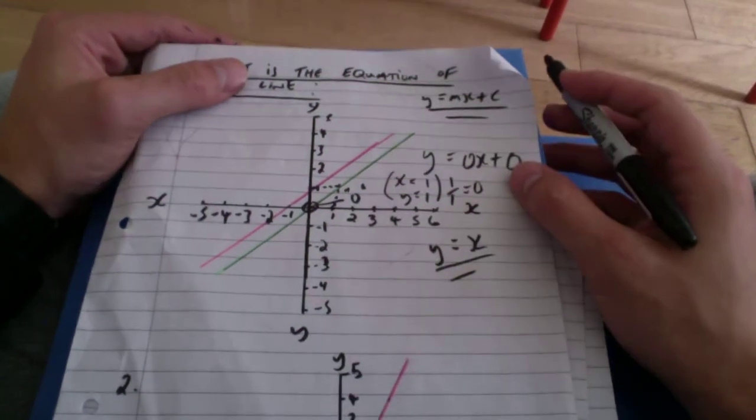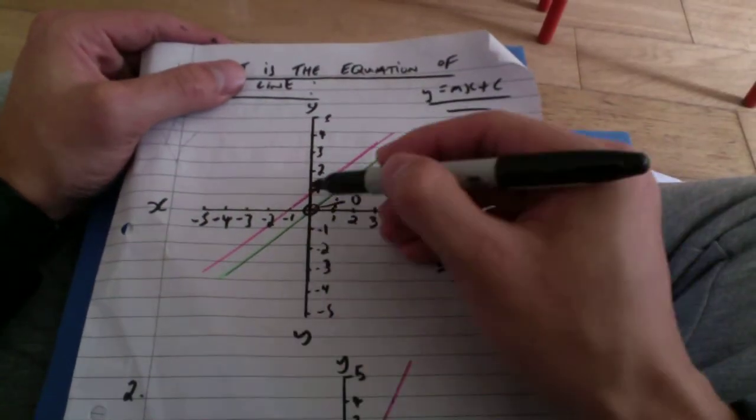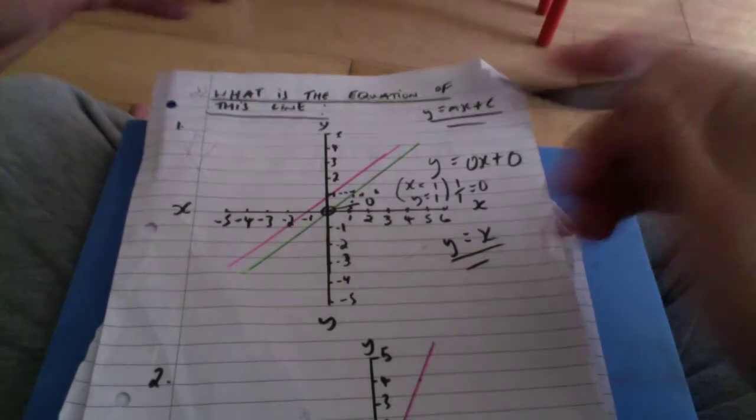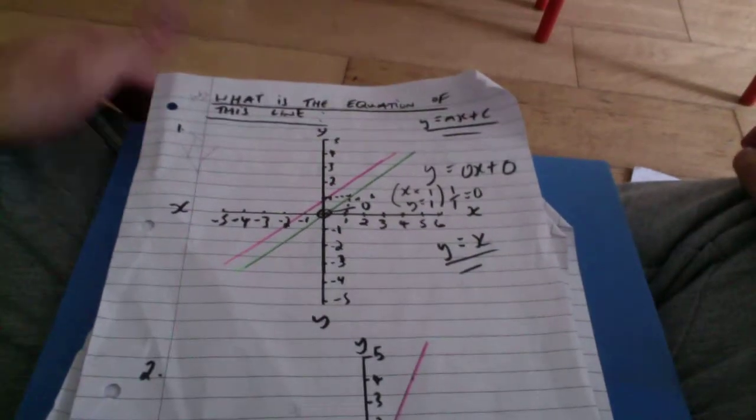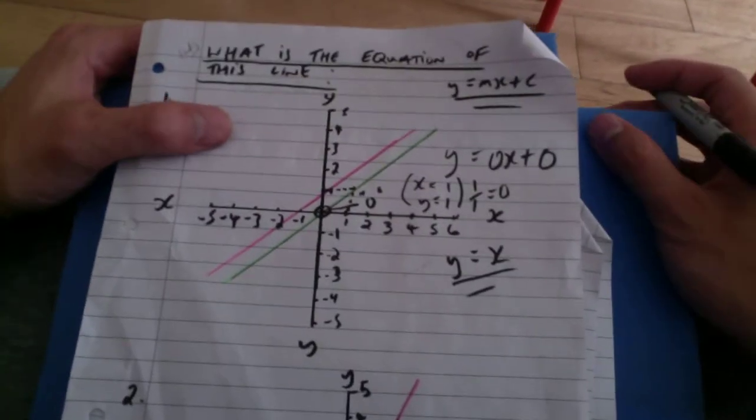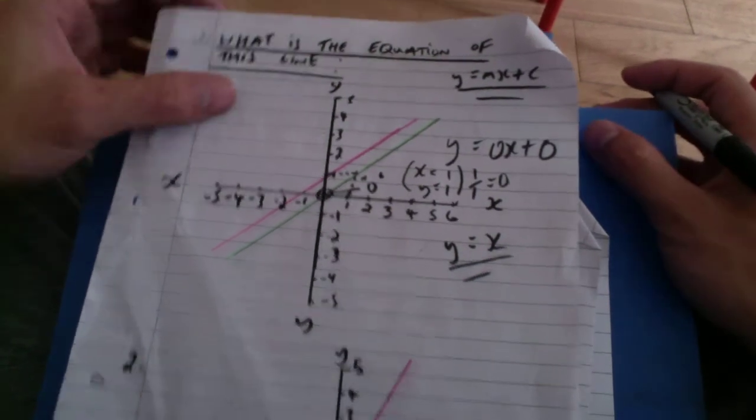Okay, so whenever you see that y and x are exactly the same, it just means y equals x. Okay, there's no difference between the y and the x. Yeah. All right, let's look at the pink one now.